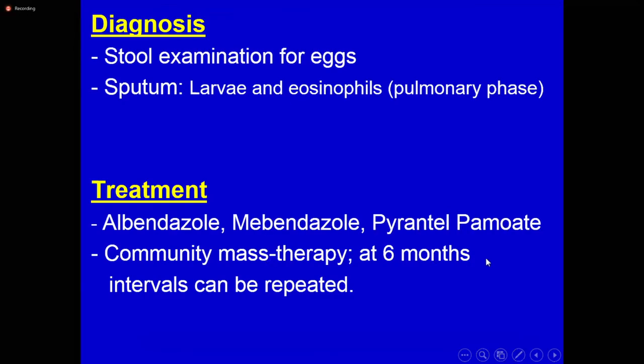Community mass therapy sometimes may be used for the worms at 6 months. You give a dose today, and then after 6 months, you repeat the cycle.